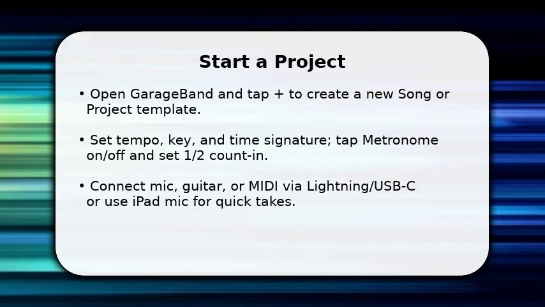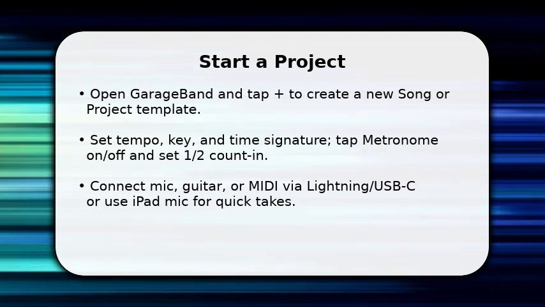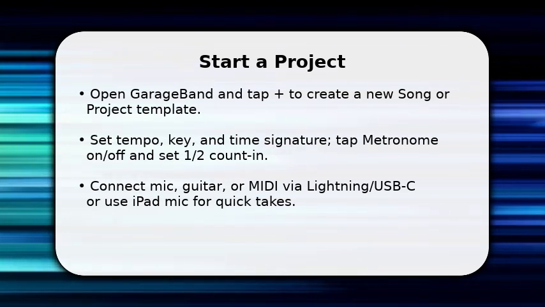You'll begin by creating the project and locking the basics. Open GarageBand and tap Plus to start a song. Choose a template so tracks and instruments load fast. Set tempo, key, and time signature because they govern timing and quantize behavior. This matters for editing later. Make sure the metronome and counting are set.